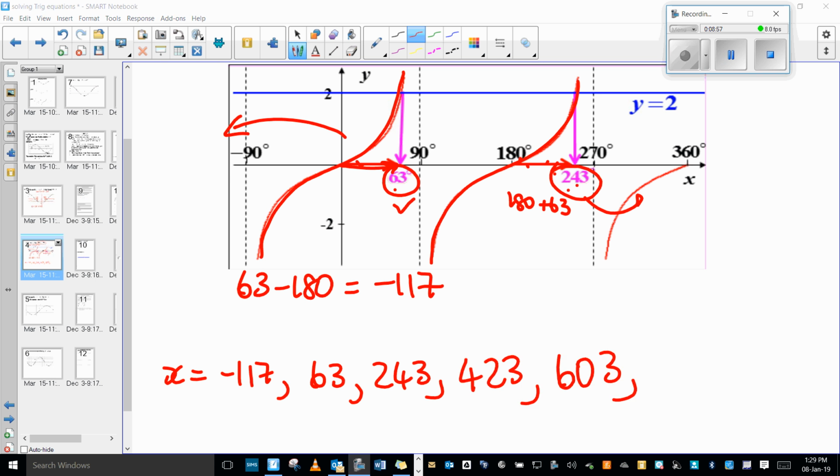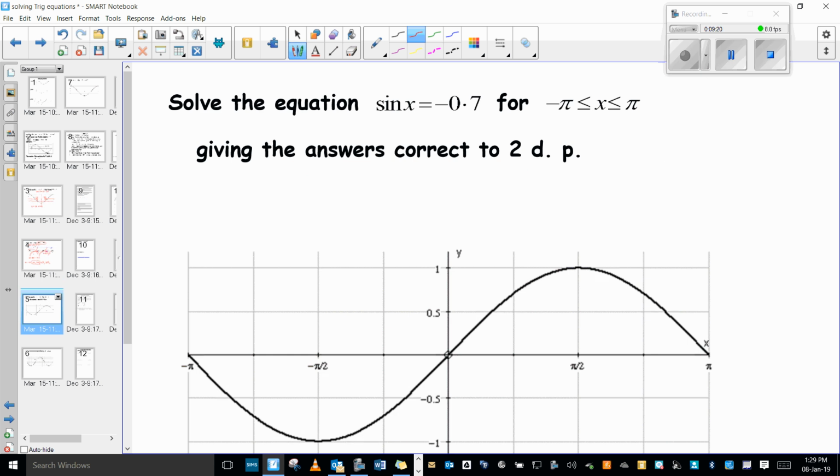All right, so they're all our solutions. Yeah? So we're used to giving 2 solutions. We're not necessarily used to giving so many. Just make sure you're repeating until you get out of your range. Next one.